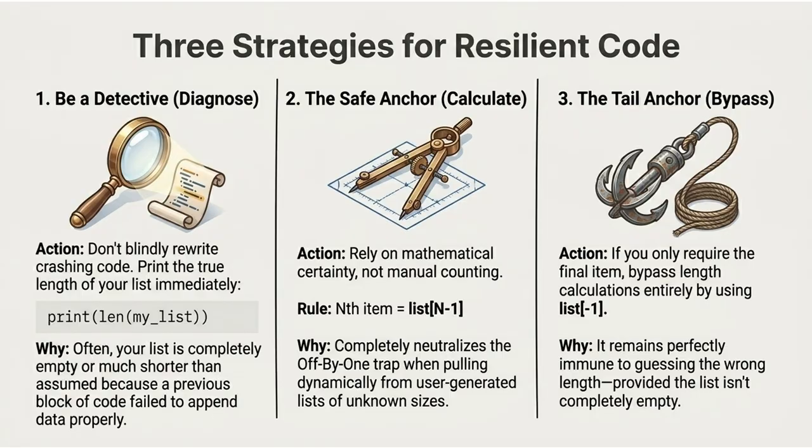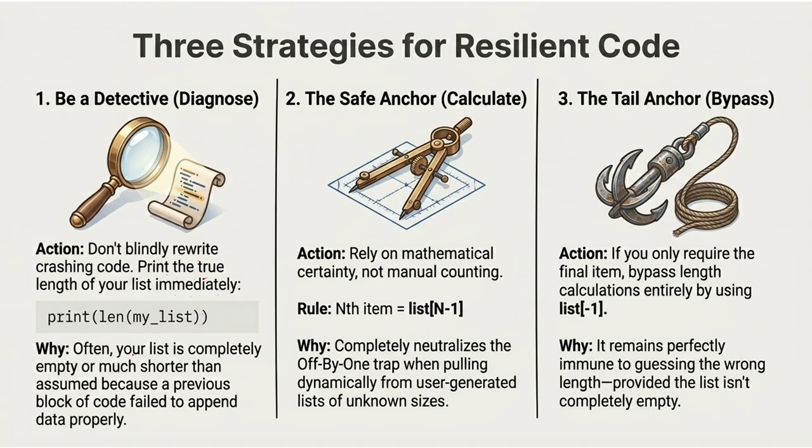So now let's move on to the next slide. Now they are giving us three strategies for resilient code. Be a detective, don't blindly rewrite crashing code, print the true length of your list immediately.